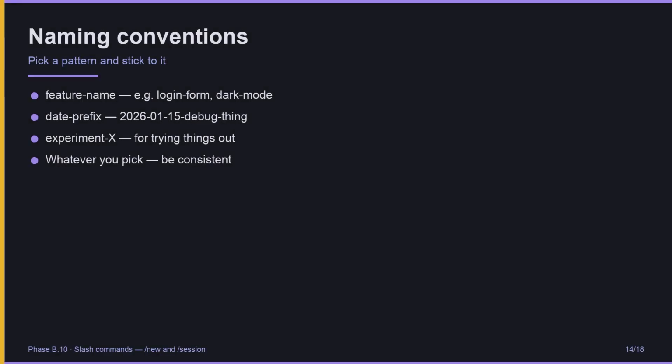Naming conventions. Pick a pattern and stick to it. Feature name is common, login form, dark mode, checkout flow. Date prefix works for chronologically ordered work, 2026-1-15-debug-thing. Experiment X is good for trying things out. Whatever you pick, be consistent. You'll thank yourself in 3 months when you're trying to find that one session.